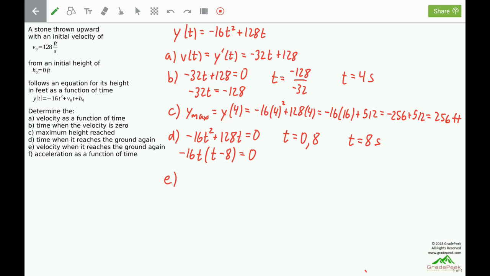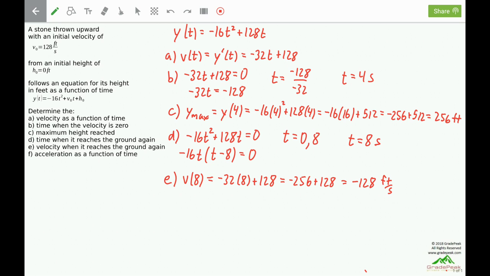For part E, we want to know the velocity when it reaches the ground again. Well, we just found the time when it reaches the ground again in part D, and we have the velocity as a function of time in part A. We want to evaluate that at the exact time we just found in part D, so v of 8, which will be negative 32 times 8 plus 128. Negative 32 times 8 is negative 256, and then plus 128. Combine those together, and it will end up being negative 128 feet per second.